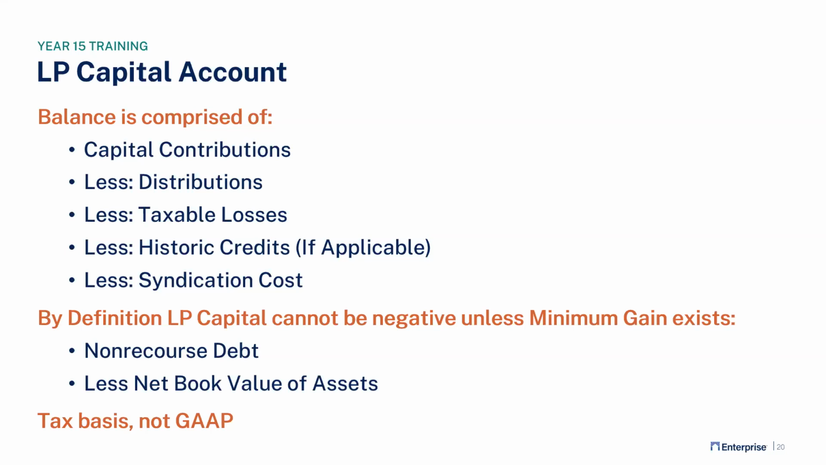So this first slide here is basically telling you what the capital account balance is comprised of. You have the capital contributions, less distributions, less the taxable losses, less historic credits, if applicable. All partnerships do not have the historic credits, as we know, and then less the syndication costs.